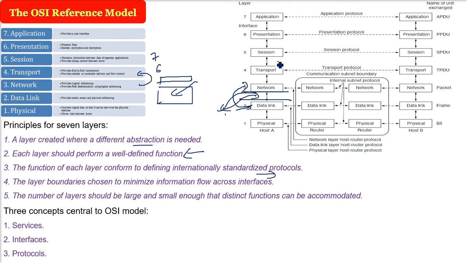And protocols mean two peers, that is two equal layers, have decided upon certain rules, conventions or regulations. For example, what will be the message size? What will be the header added? All these are protocols, or agreed upon content before the conversation can commence.